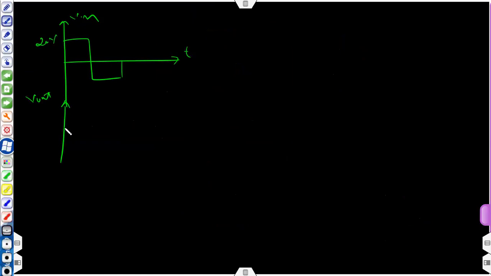So for this input V in, we have output. If this is 20 volt, the value of output is 35 volt. Okay, 15 more than 20, up to T by 2.